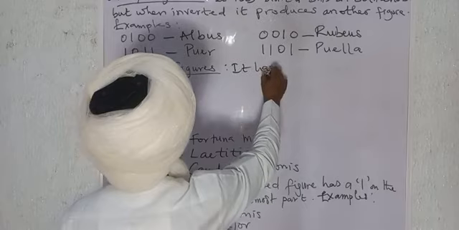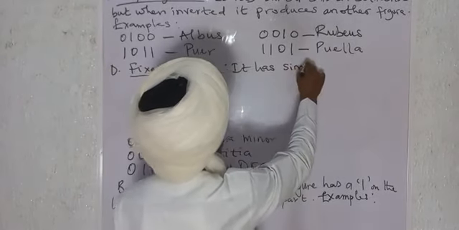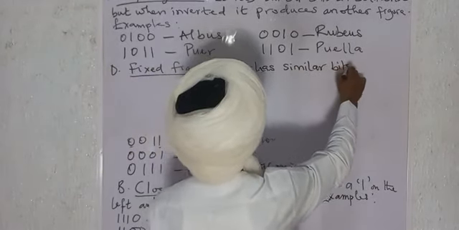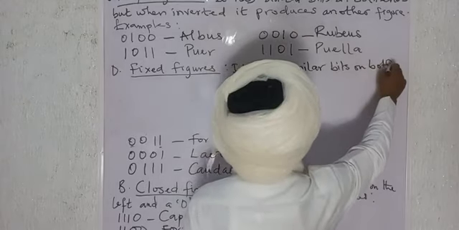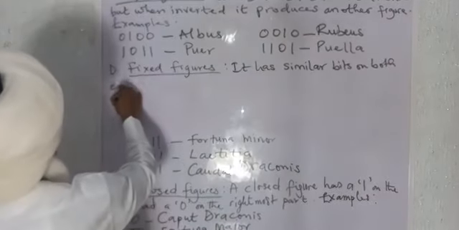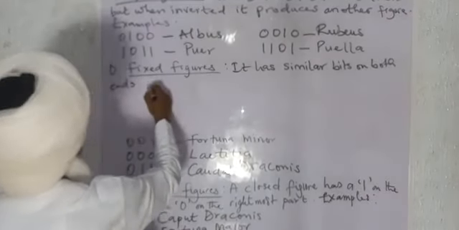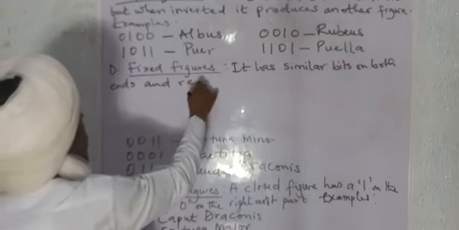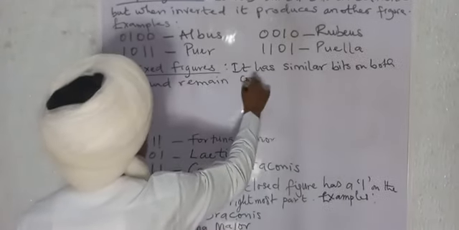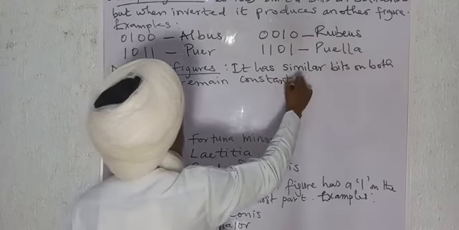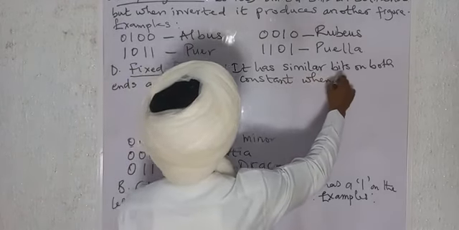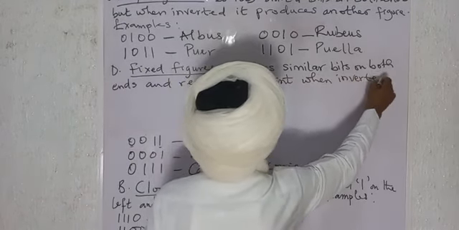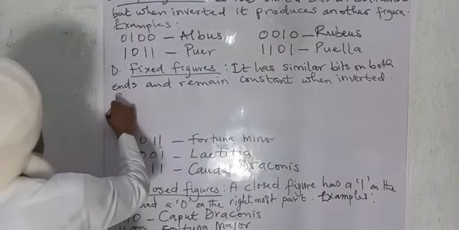It has similar bits on both ends and remains constant when inverted. Examples.